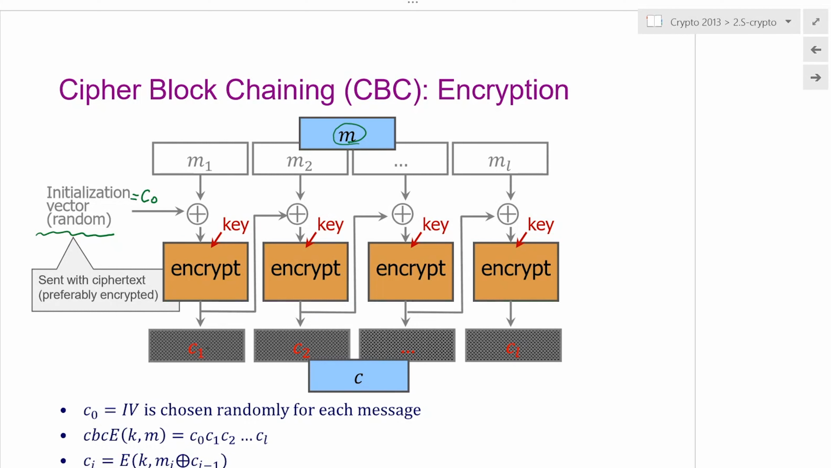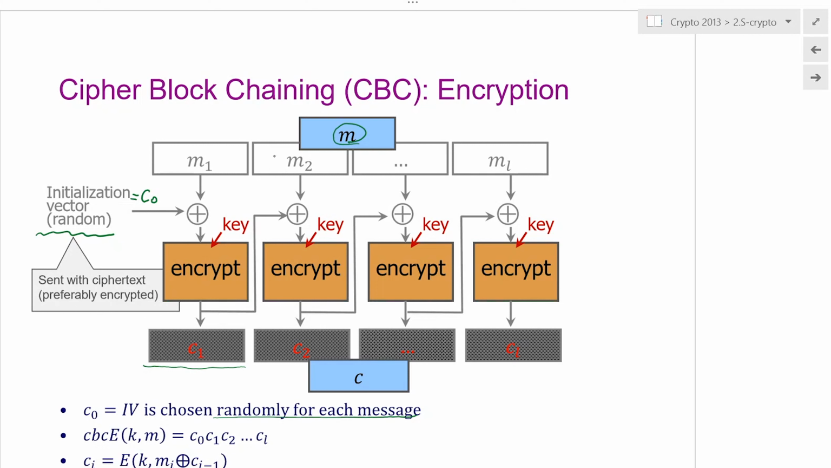Since in the beginning we don't have any ciphertext, we just start with a random value called the initialization vector. Suppose that we have chosen this initialization vector, and the idea is that we have to choose it randomly for every message. So this is given. Then we start off, we get M1, we XOR it with C0, and then we encrypt it. That would be the ciphertext of the first block of the message.